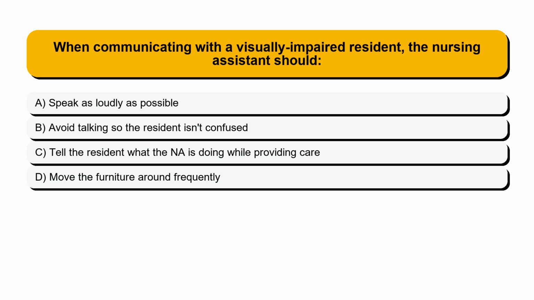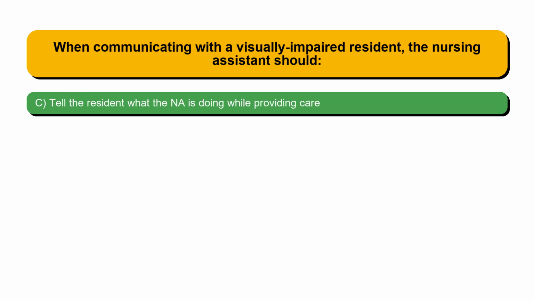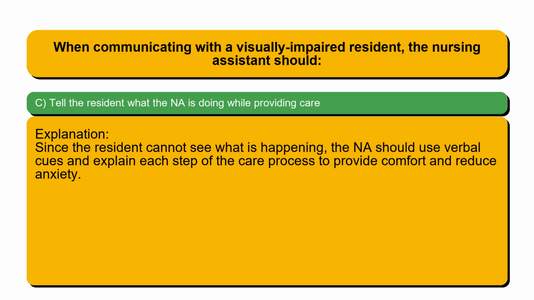Question 94. When communicating with a visually impaired resident, the nursing assistant should: Option A. Speak as loudly as possible. Option B. Avoid talking so the resident isn't confused. Option C. Tell the resident what the NA is doing while providing care. Option D. Move the furniture around frequently. The correct answer is option C. Tell the resident what the NA is doing while providing care. Since the resident cannot see what is happening, the NA should use verbal cues and explain each step of the care process to provide comfort and reduce anxiety.